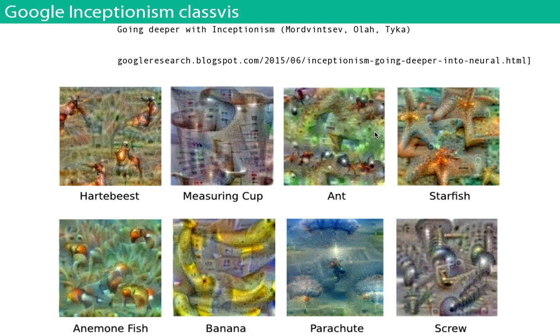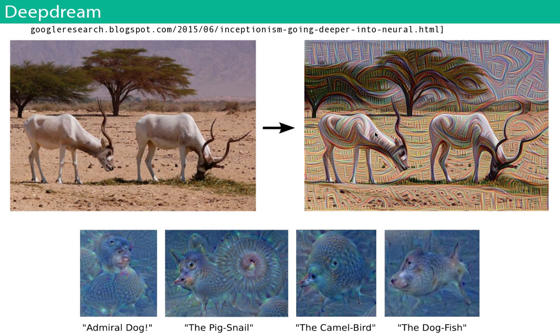But you can do this instead on real images. Instead of starting with a noisy image, you just start with a real image and adjust the pixels so that whatever activations it finds, it will sort of double down on them. So if you have an image of a cat, it will make it even more of a cat, and that's kind of how Deepdream works. For example, if you feed in some pictures of clouds, it will produce images like this. This is the pig snail, the camel bird, the dogfish.